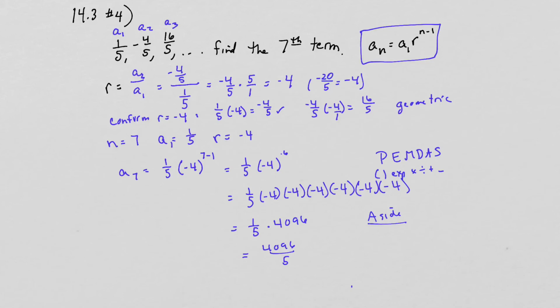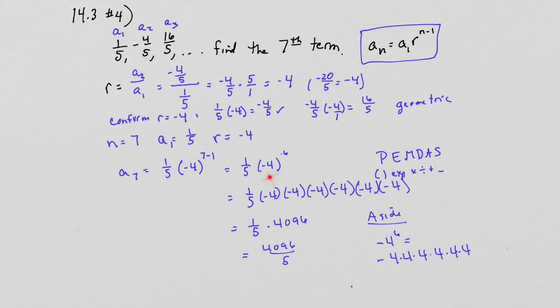If you were getting negative 4,096 over 5 in your calculator, that's probably because you didn't put parentheses around the negative 4. If you just type in negative 4 to the 6th power, then that's the same as a negative followed by 4 times 4 times 4 times 4 times 4. So that negative is only applied once if you did not put parentheses around it. So make sure that you understand what you're doing when you use your calculator.